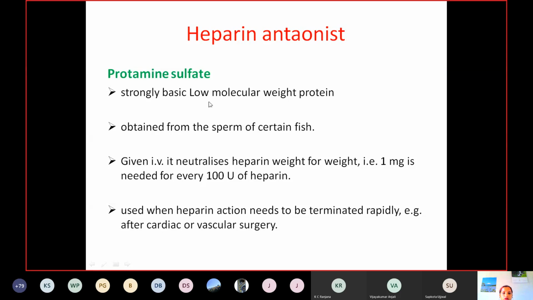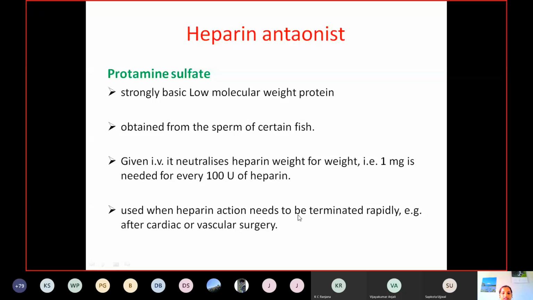It is a strongly basic, low molecular weight protein obtained from the sperm of certain fish. Protamine sulfate can be given intravenously. It neutralizes heparin weight by weight. When you give 1 milligram of protamine sulfate, it will neutralize 100 units of heparin. That is, 1 mg neutralizes 100 units of heparin. You should know this. This is important.